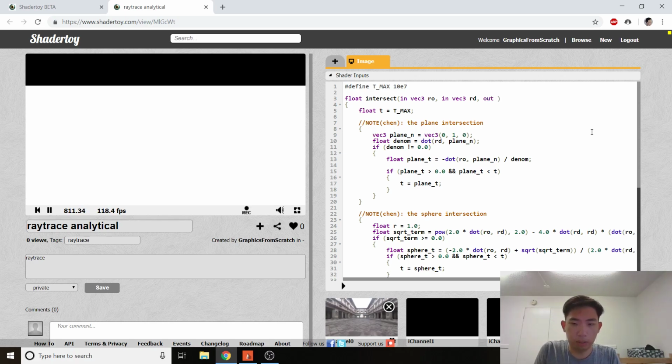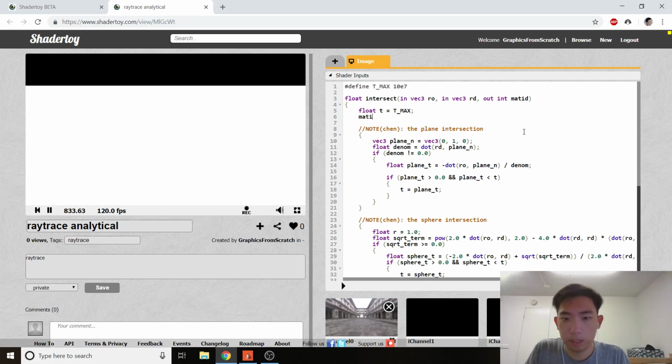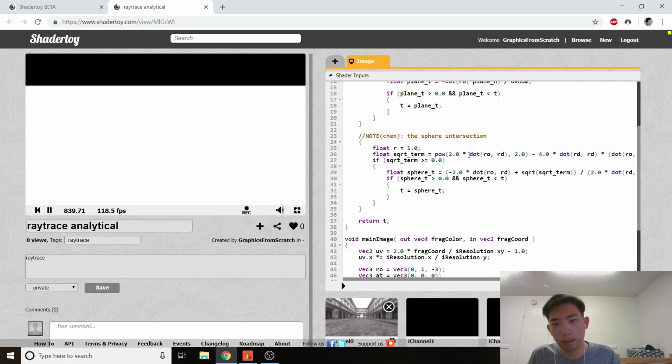So remember the out keyword that I talked about. It's going to come in handy here. The out keyword, when you write a value to it, assigns that value to this argument. When the function exits, whatever code is calling this function and fed the variable into this argument will have the value that you wrote to it inside this function. So matID by default, I want it to be -1, denoting that it hasn't hit anything yet, it's in the void.